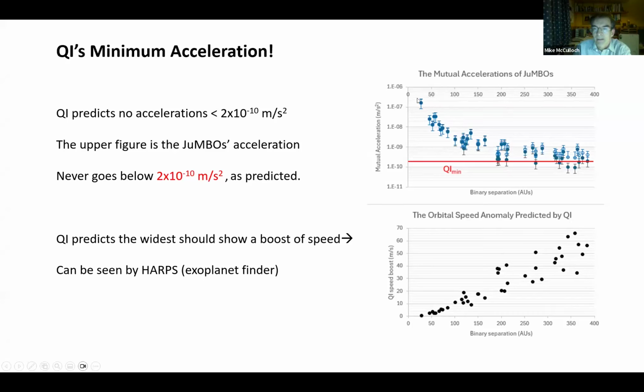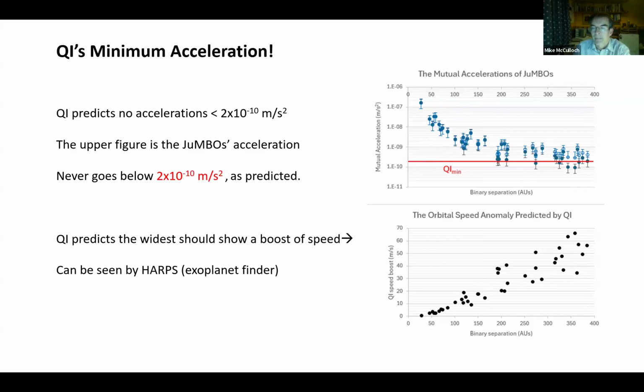And you can probably see that as the separation increases, the acceleration reduces, as you'd expect, but it asymptotes to the QI minimum acceleration of 2 times 10 to the minus 10. It's quite clear that there's a slowing down, and so I think this is good evidence that there's this minimum acceleration that objects try not to go below. But when I write papers, I like to predict something that hasn't been seen yet.